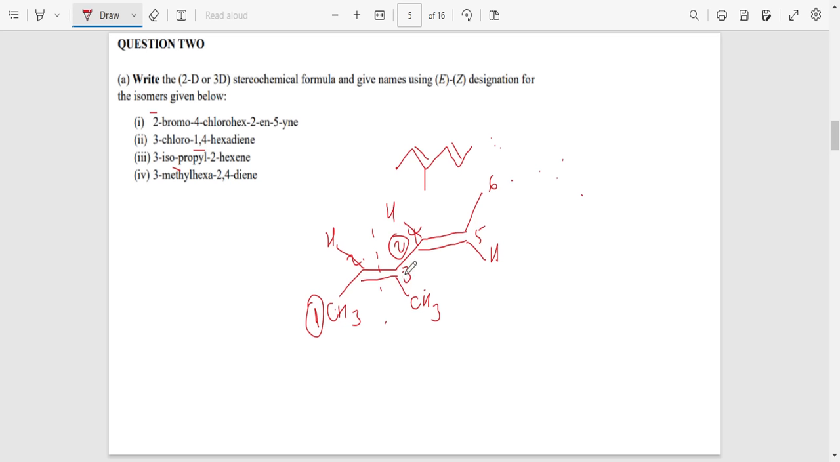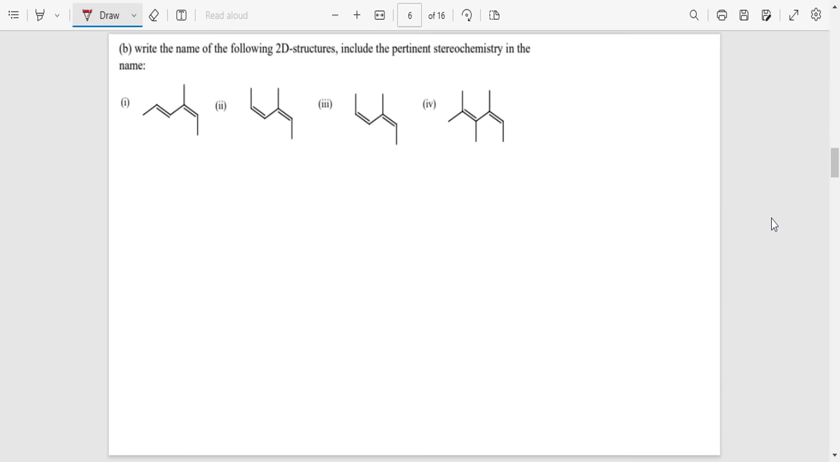So meaning that for this part at position number 2, this is going to be E. And then for this other one, if I cut also in the middle like this, this is going to be the first group, and then this group which is down is going to be the second. I mean the first also, because it has got higher molar mass than the hydrogen. Meaning that at position number 4, we also have the E. So the name for this one is going to be 2E,4E, and then we name 3-methylhexa-2,4-diene. That is going to be the name.